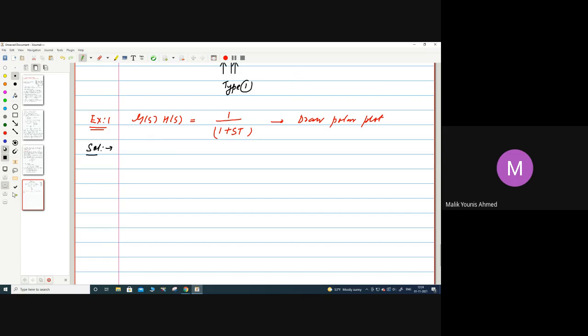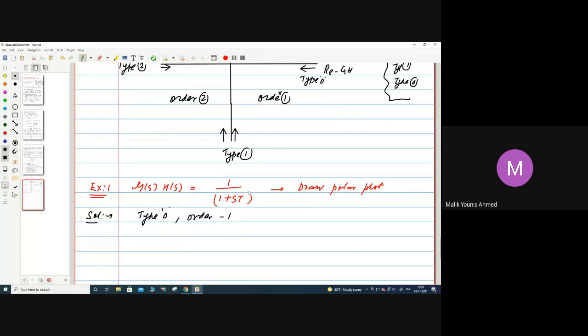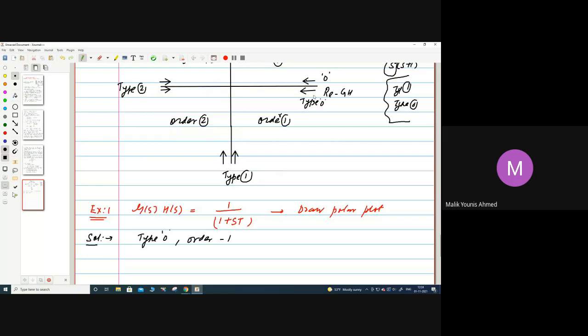Now I know this is type 0, since s raised to the power 0 is there and anything raised to the power 0 is 1. So this is a type 0 system. What is the order? Order means the highest degree of s, which is 1, so the order is 1. So type is 0 and order is 1. I know this will begin from here and it will end here only. Before drawing anything, I should know what I am doing.